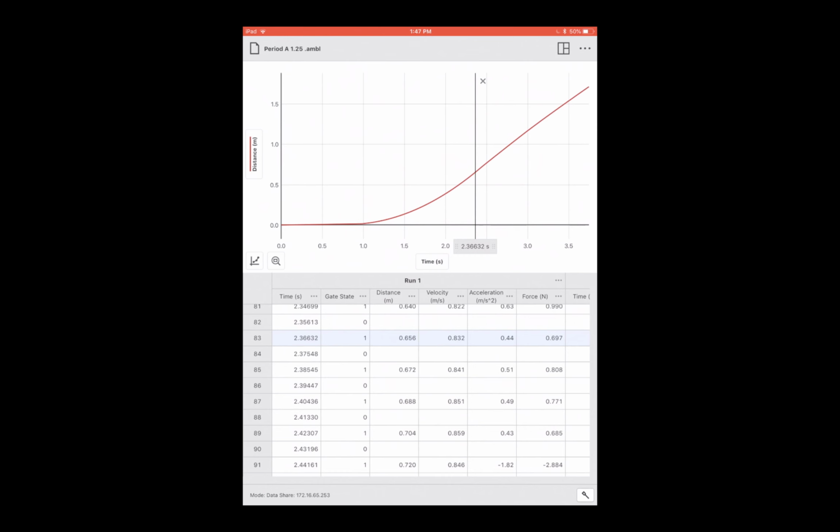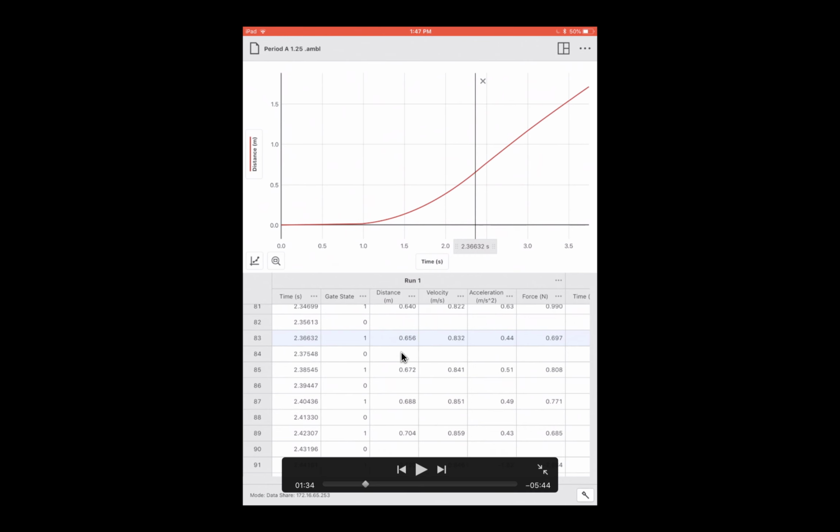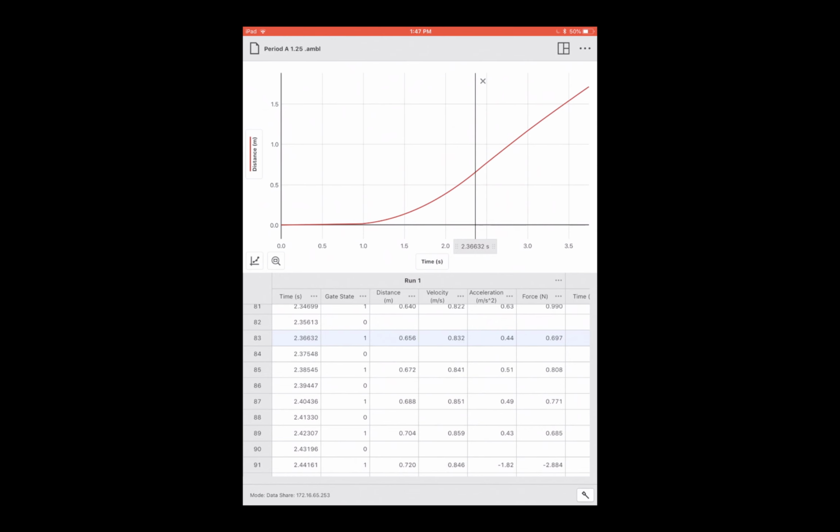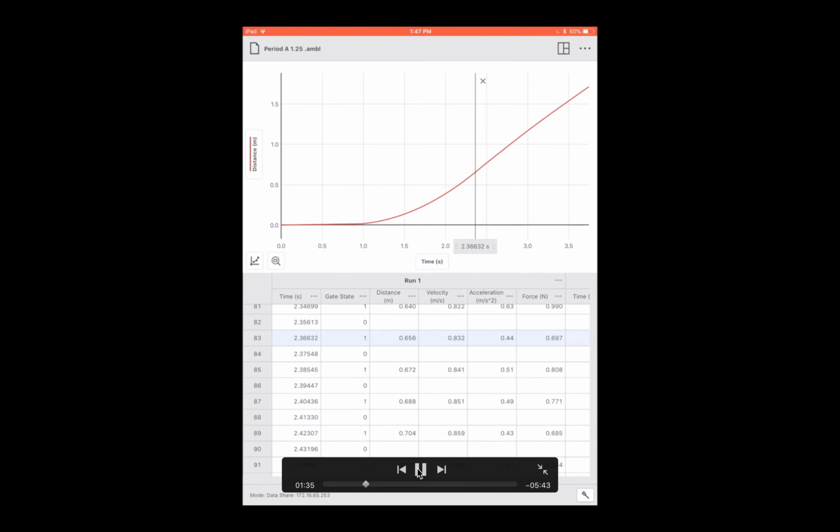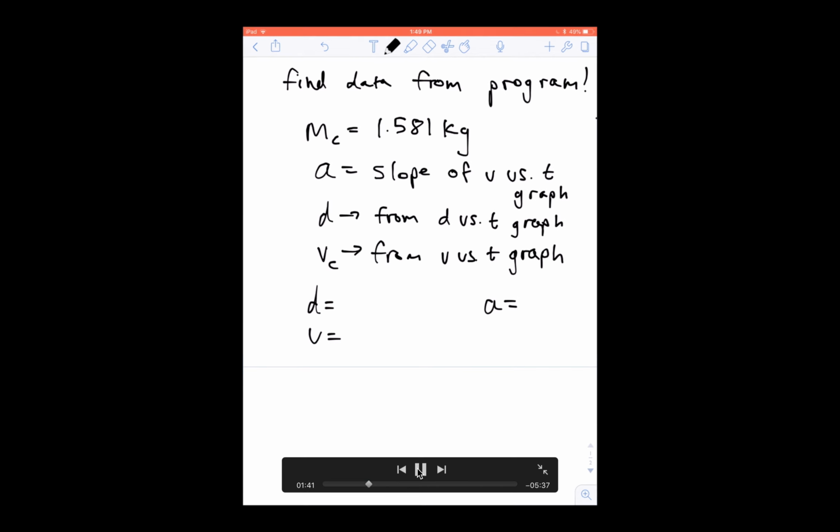So anyway, I picked that, and in the data table it shows me that at that time the distance was, as you can see, 0.656 meters. The velocity was 0.832 meters per second, and the acceleration and force, we don't really care about those right now. We will take that information, both the distance and velocity, and plug it back into our theory. You can write this down in your notebook as you're taking these down.